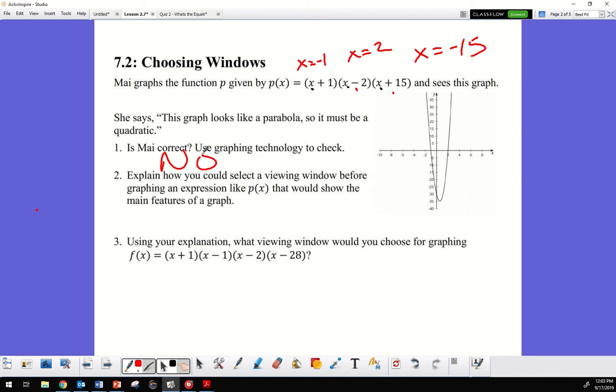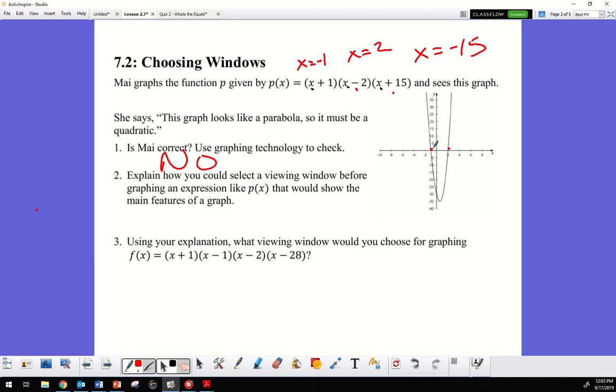Which one is she missing? -15, because look, it's crossing right here. So if you look, there's my positive 2. There's my -1. And my -15 is not on there, right? So I can't see it because my graph is not showing that it's going to be there.